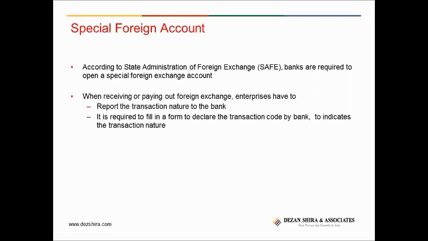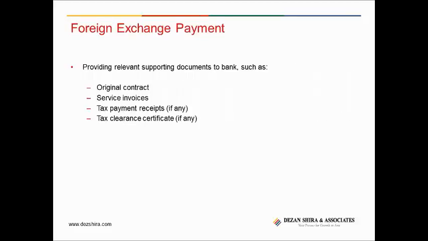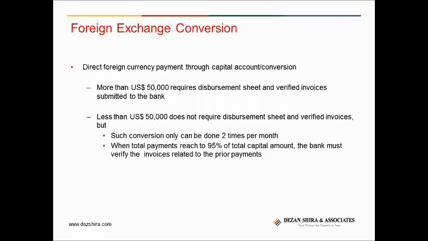Foreign exchange payment. Normally when enterprises make a foreign exchange payment, they need to provide relevant supporting documents to banks such as the original contract, service invoices, tax payment receipts, and tax clearance certificate. For direct foreign currency payment through capital account or conversion for more than $50,000, a disbursement sheet and verified invoices should be submitted to the bank before payment. And for conversion not exceeding $50,000, a disbursement sheet and verified invoices are not required. However, such conversion cannot be more than twice per month.